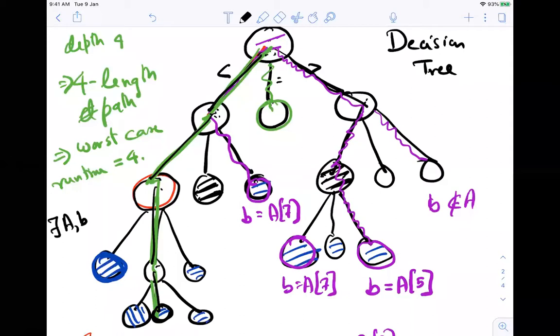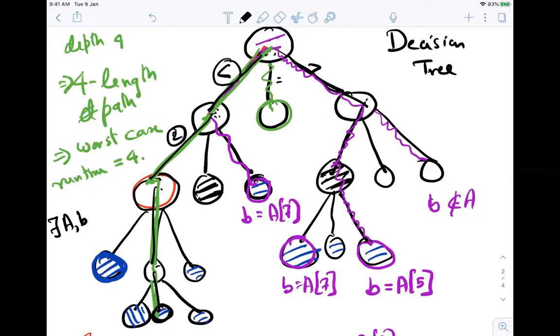Right? Okay. So that means there exists an A and B for which I will make the algorithm ask 1, 2, 3, and 4 questions. So that means there are 4 different steps of the algorithm, 4 comparisons that the algorithm has to make. Okay. So if I have a decision tree of depth d, that means that the worst case runtime must be bigger than d. So worst case runtime is what?